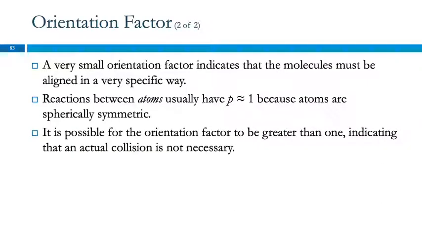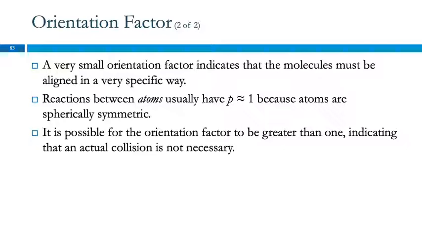So if we have a small orientation factor that's closer to 0, that means the molecules have to be aligned in a very specific way. When we have reactions between atoms, that orientation factor is usually approximately 1 because atoms are spherically symmetric. If you have 2 red spheres and they bump into each other, does it matter how they're oriented? It does not, because they're the same no matter how they're turned. So when you have 2 atoms running into each other, they're always going to be at the correct orientation because they don't have sides, right?